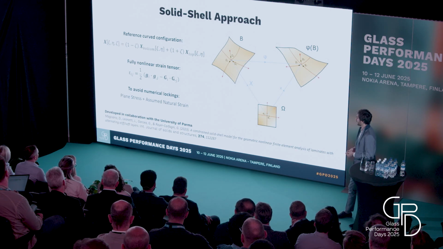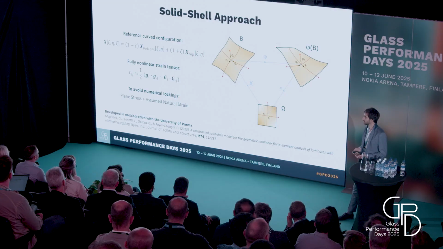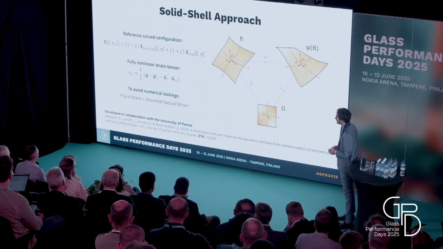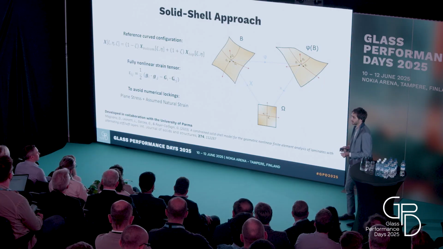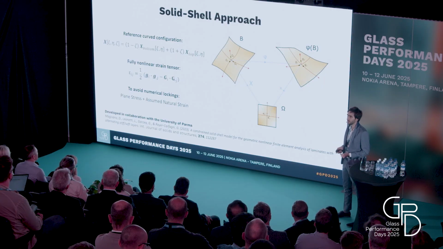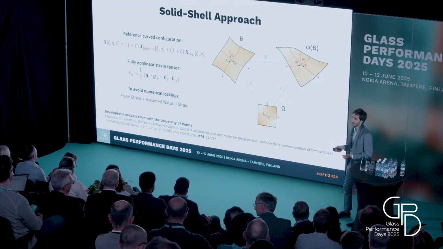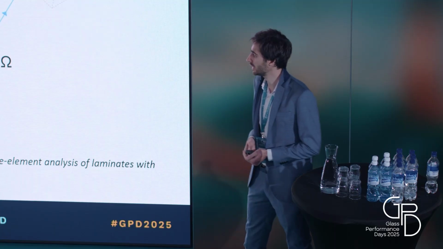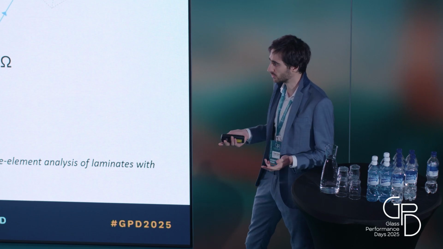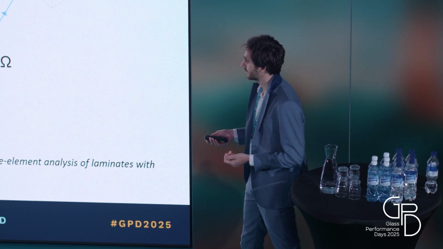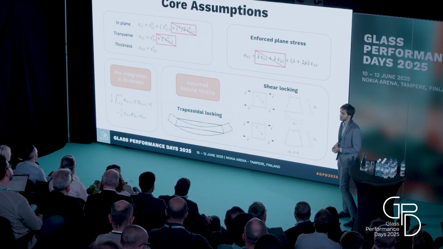With respect to fully 3D models, the difference is that if you want to use those models, you have to increase the degrees of freedom because you incur numerical lockings. We alleviate these lockings without the need for more degrees of freedom, and we do it by making some assumptions.